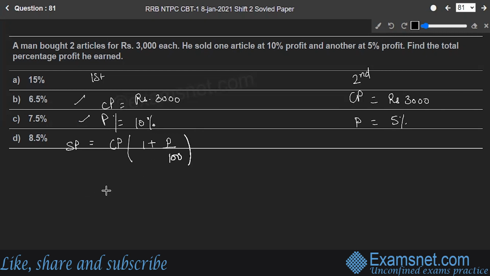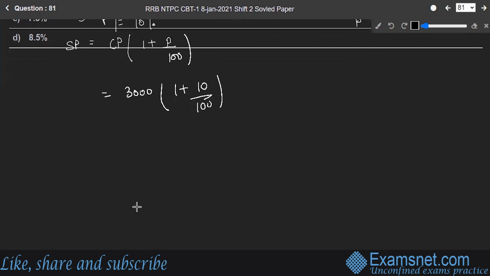Right. Let's go for this. So cost price is 3,000. 1 plus 10 upon 100, which is equal to 3,000 into 110 upon 100. The 2 zeros will cancel out, and you have 3,300 rupees. This is the selling price for the first one.